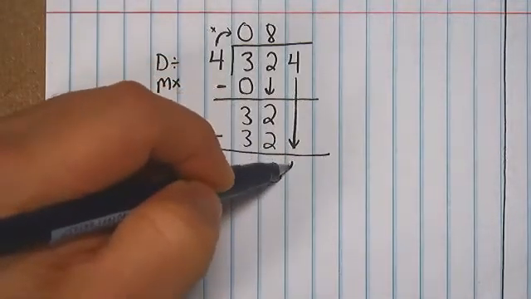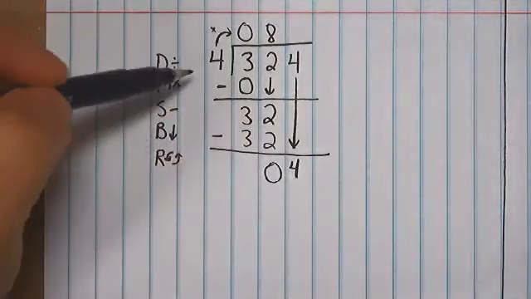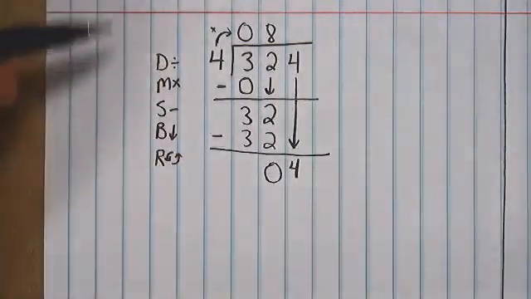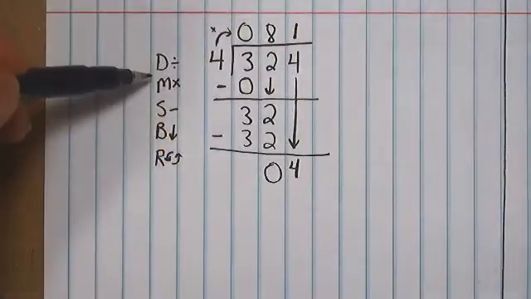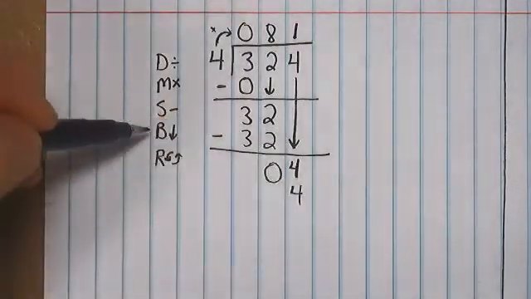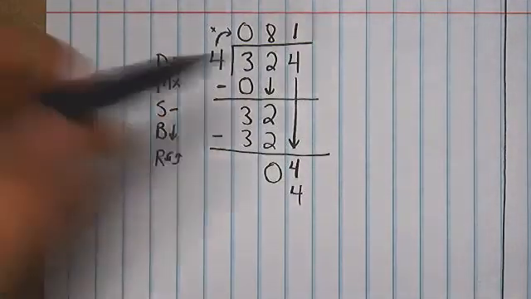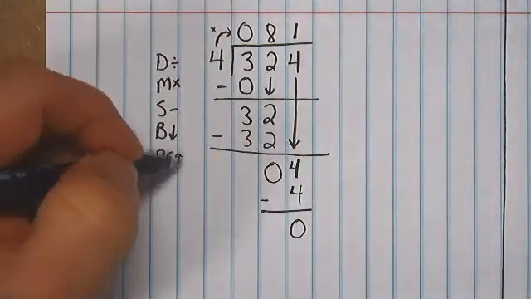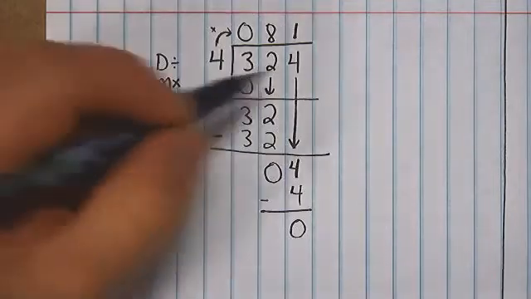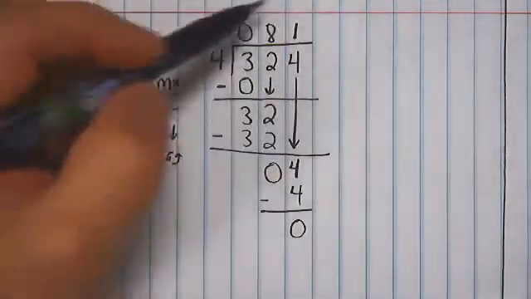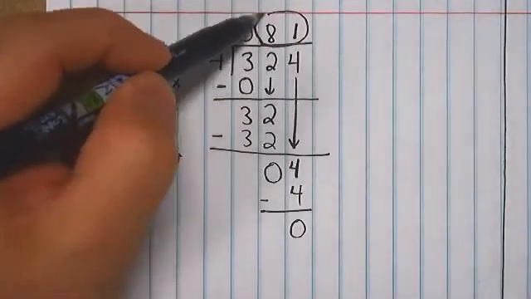Bring down my 4. So now I'm repeating. How many times will 4 go into 4? Well, that's 1 time. Now I multiply. 4 times 1 is 4. And then I subtract. 4 minus 4 is 0. Now I don't have a remainder. I don't have to bring anything else down, and I don't have to repeat because there's nothing else to do. And there's no remainder in this circumstance. So my quotient is 81.